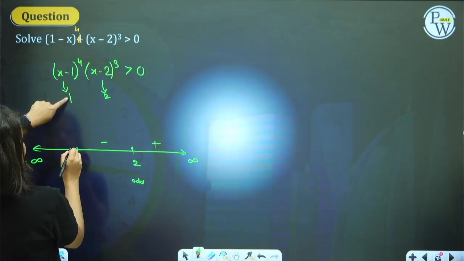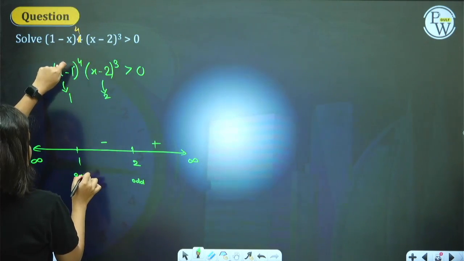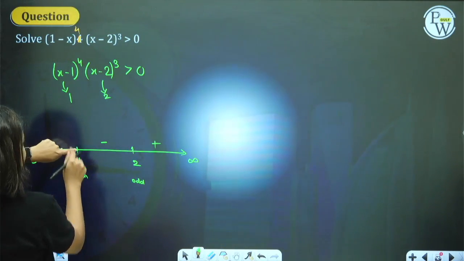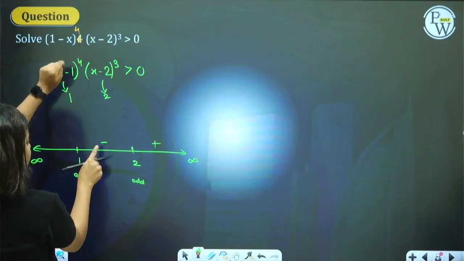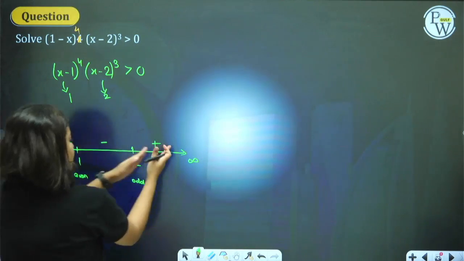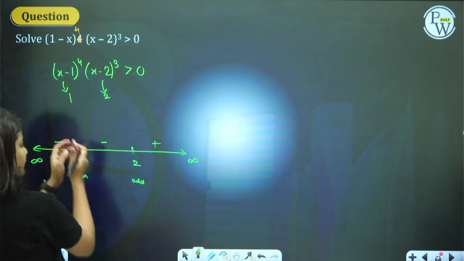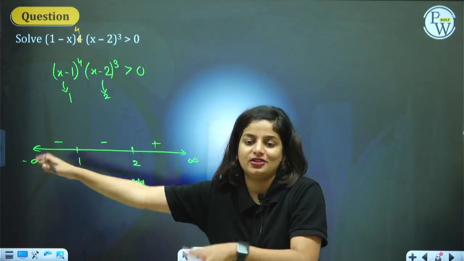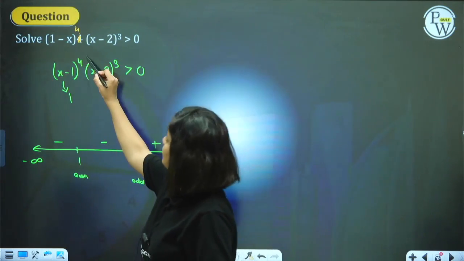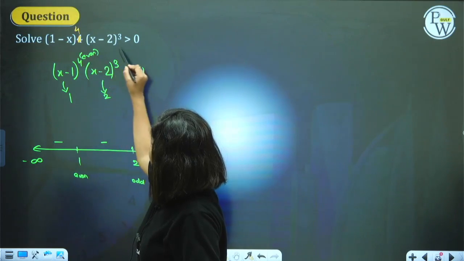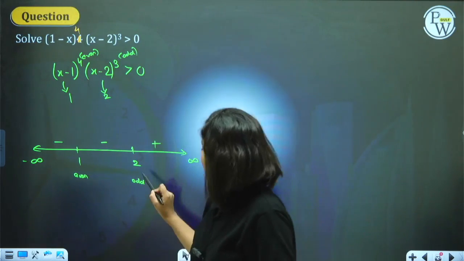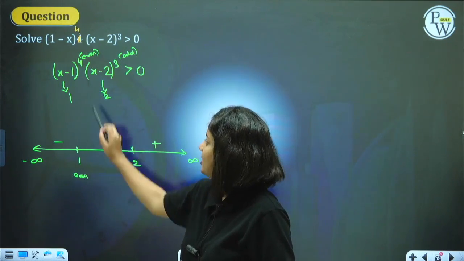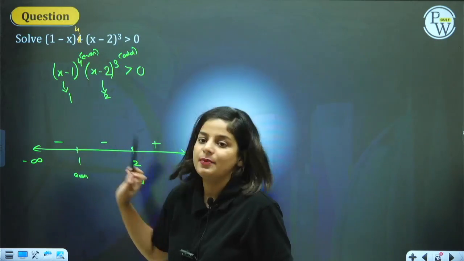1 comes from an even power. 4 is even. Odd means change, even means same. Same sign continues. Minus, continue it to minus only. Do not change minus to plus. Understood? This was your even. This was your odd. So 2 is coming from an odd power, plus changes to minus. 1 is coming from an even power, minus remains minus.